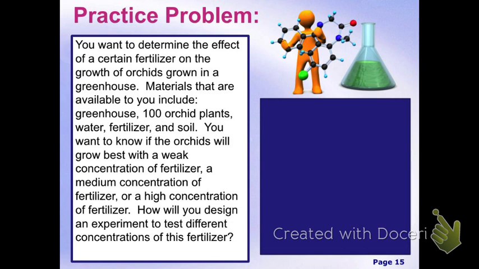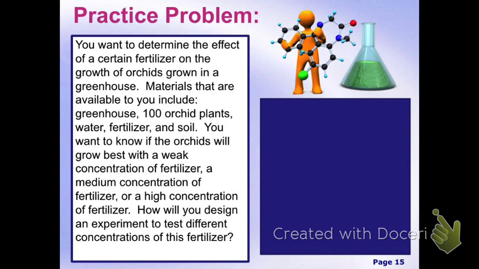So you want to determine the effect of a certain fertilizer on the growth of orchids grown in a greenhouse. Materials that are available to you include a greenhouse, orchid plants, water, fertilizer, and soil. You want to know if the orchids will grow best with a weak concentration of fertilizer, a medium concentration, or a high concentration. How will you design an experiment to test different concentrations of the fertilizer?